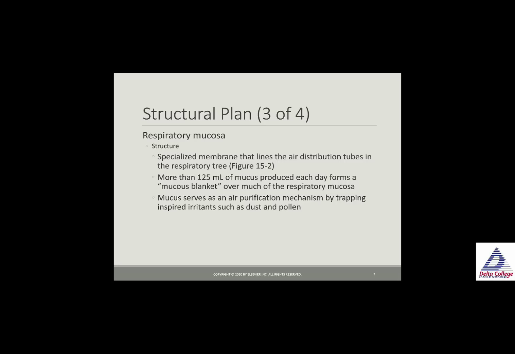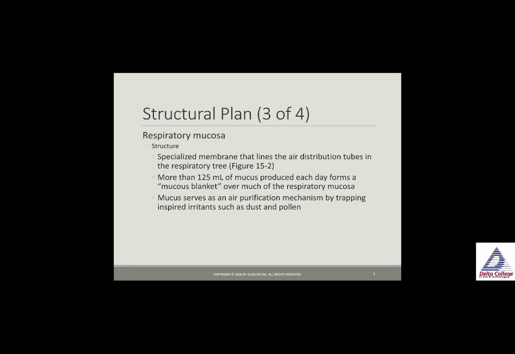Usually the mucus and its trapped particles are moved away from the lungs and up towards the pharynx as millions of little hair-like cilia beat in one direction only. This mechanism is called the ciliary or the mucociliary escalator. Now remember, mucus serves as an air purification mechanism by trapping inspired irritants such as dust and pollen. This actually is in our nasal passage as well.